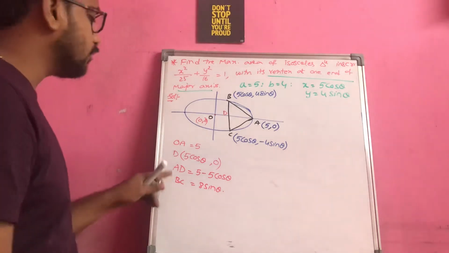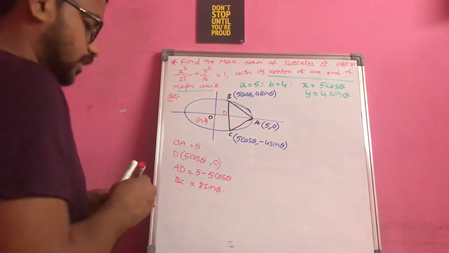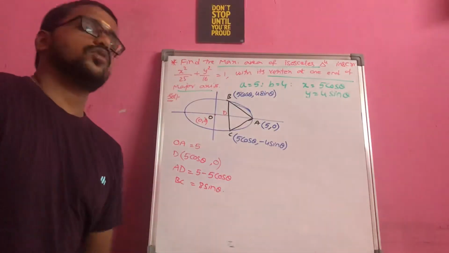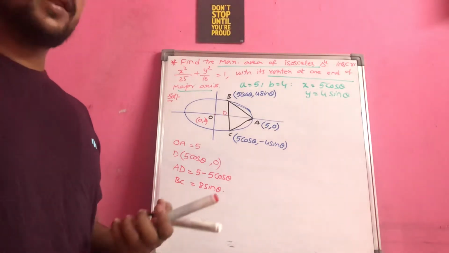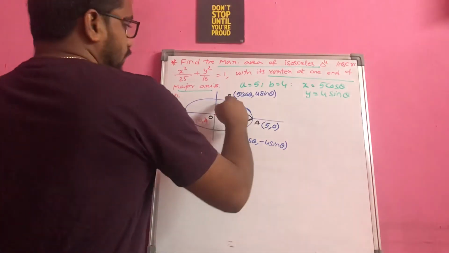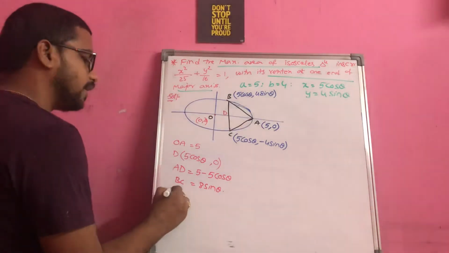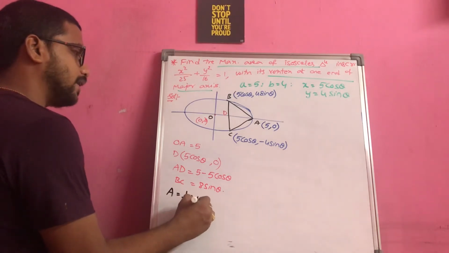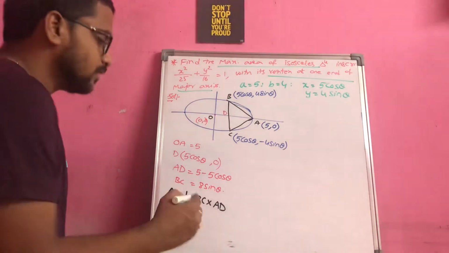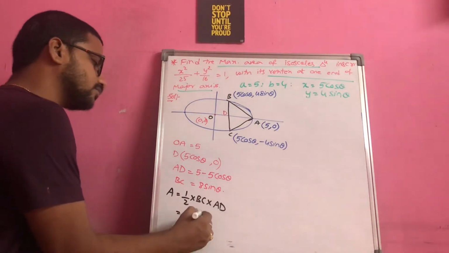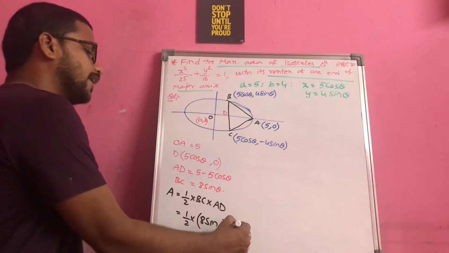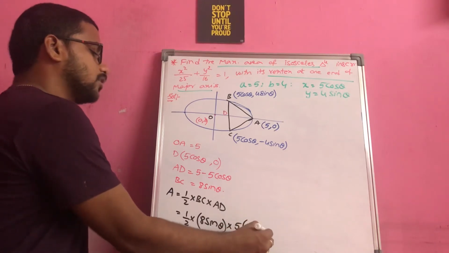So what is the need for me to find all this? In this question, they are talking about the maximum area of an isosceles triangle. We don't know which two sides are equal, but the area of any triangle, the formula will always be half into base into height. So in this triangle ABC, area is equal to half into base BC, height AD. That is the reason why I am calculating these values. So half into BC, which is 8 sin theta, into AD, where 5 can be taken common, 5 into (1 minus cos theta).